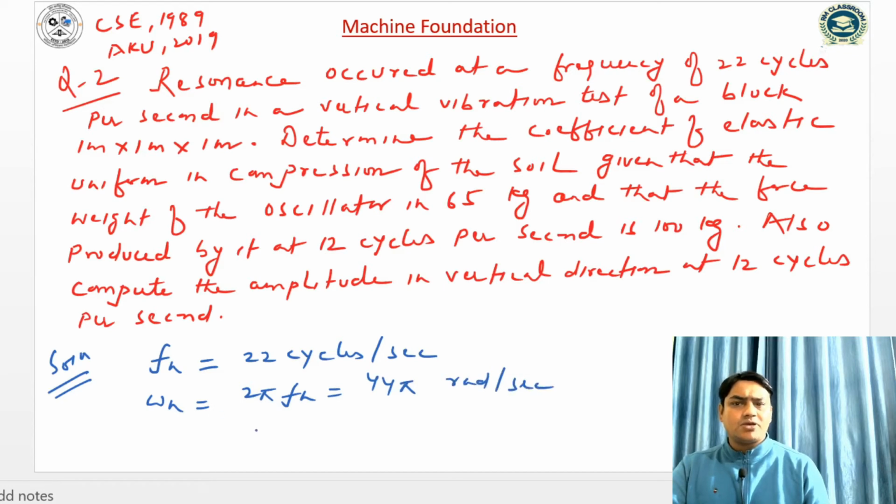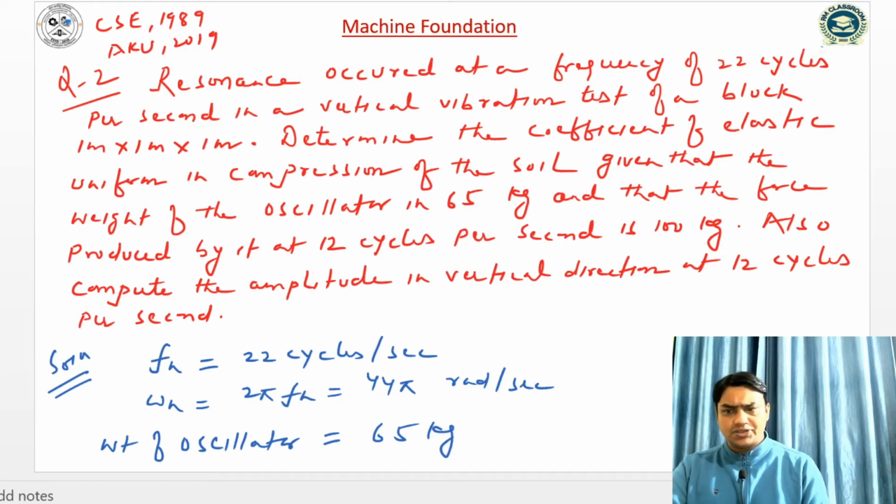In a vertical vibration test of a block 1 meter by 1 meter by 1 meter, determine the coefficient of elastic uniform compression of the soil, given that the weight of the oscillator is 65 kg and that the force produced by it at 12 cycles per second is 100 kg.